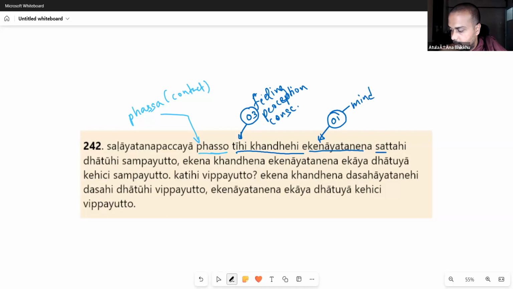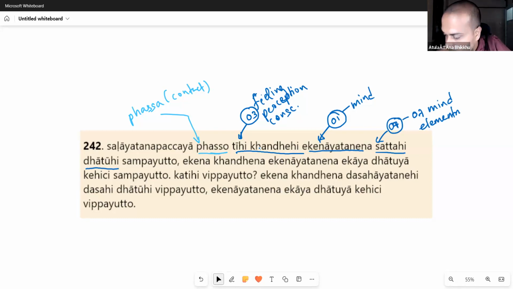The manayatana. And then it says sattahi dhātuhi sampayutto. So satta means 7. So what are those 7? Now we know phassa, it's a sabbacitta sadharana cetasika, right? It's called universal mental factor, right? So it is associated with the 7 mind elements, with all of them, right? Because it arises with all the cittas.